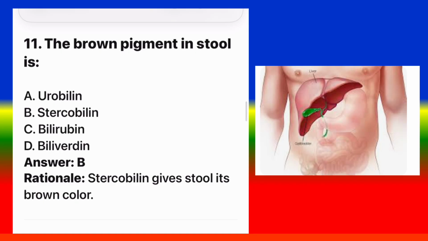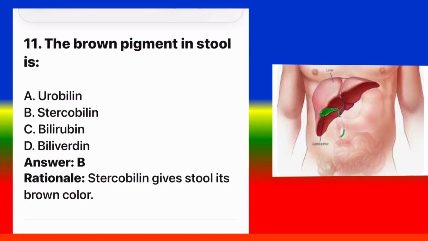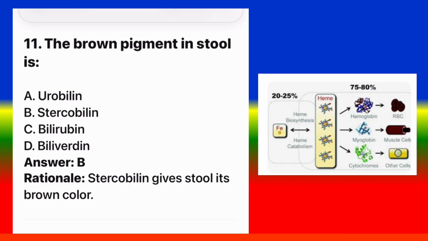11. The brown pigment in stool is: A. urobilin, B. stercobilin, C. bilirubin, D. biliverdin. Rationale: Stercobilin gives stool its brown color.